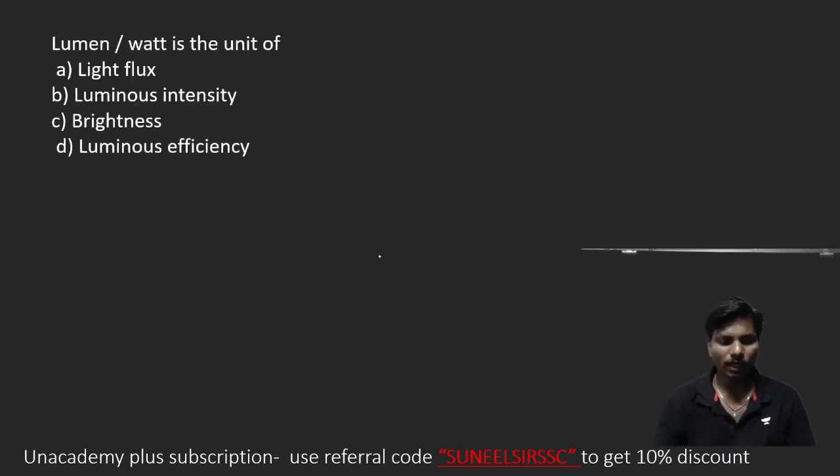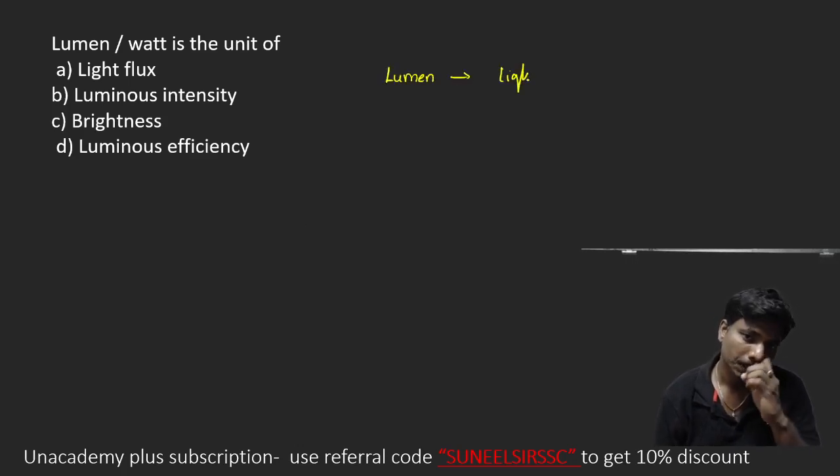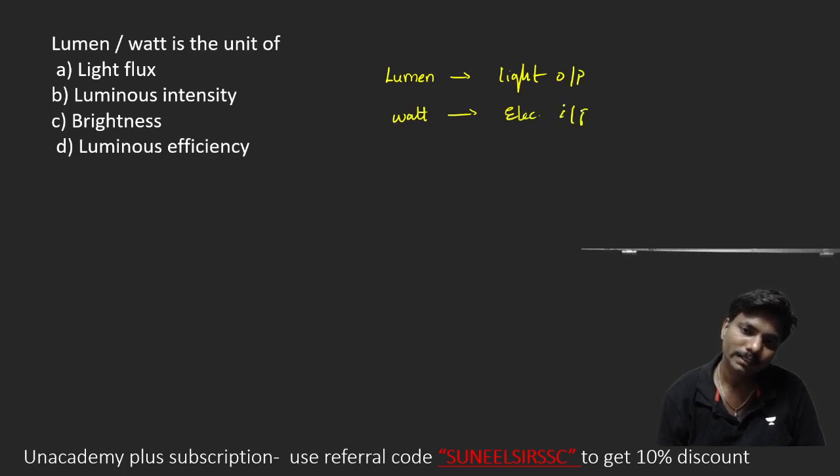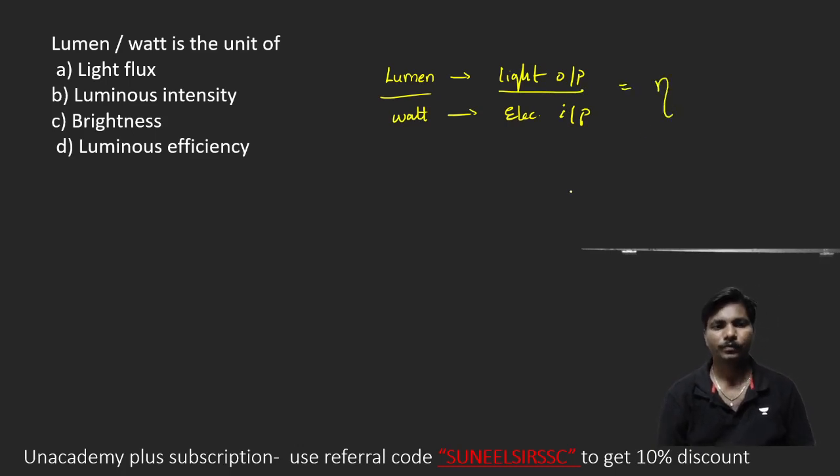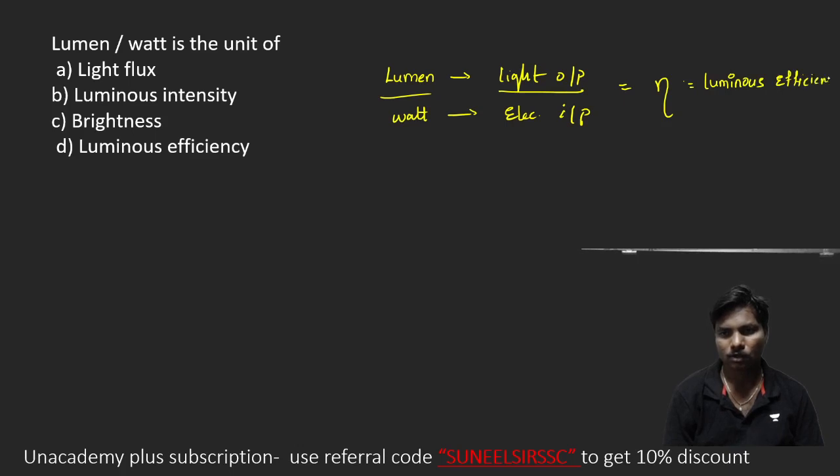And lumen per watt is the unit of dash. Lumens are nothing but light output, and watt is electrical input. So lumen per watt, output by input, is nothing but efficiency, luminous efficiency. Very, very easy question. So the answer is option D.